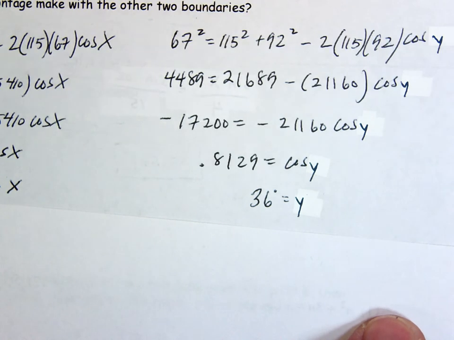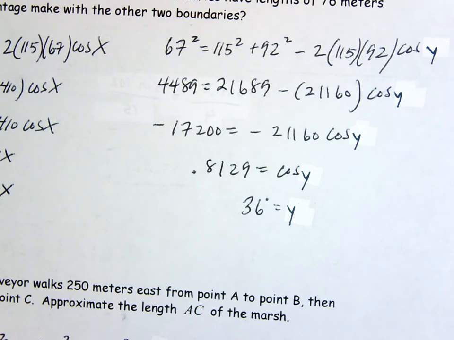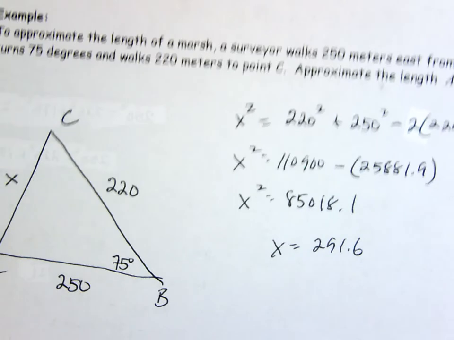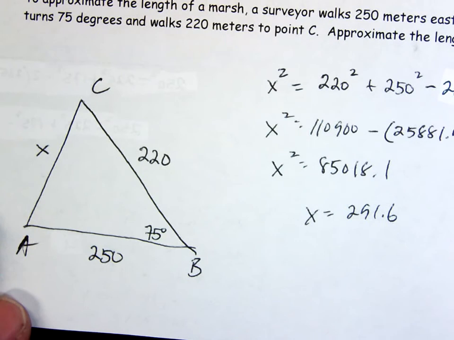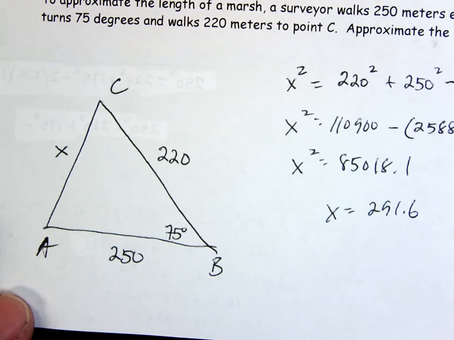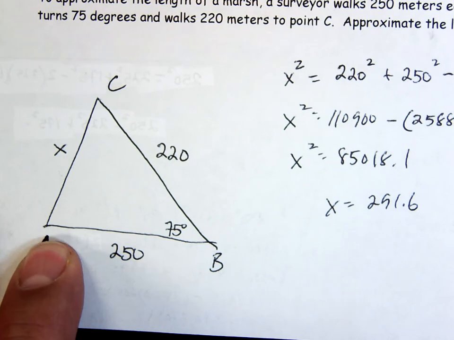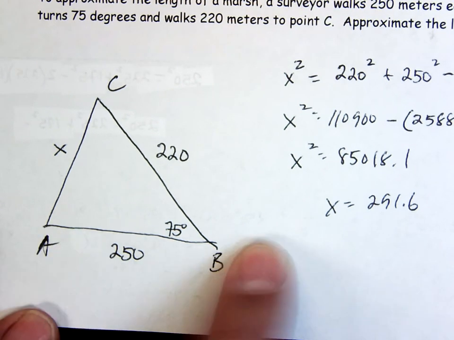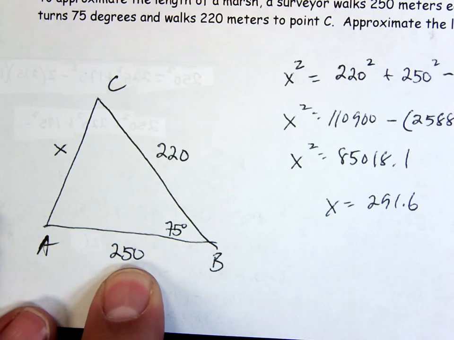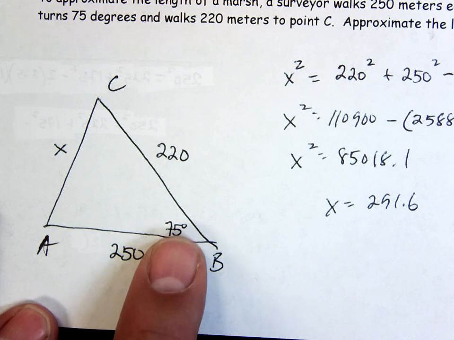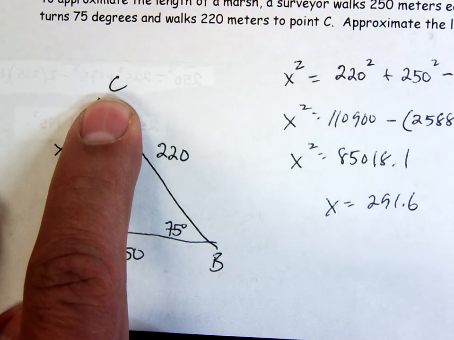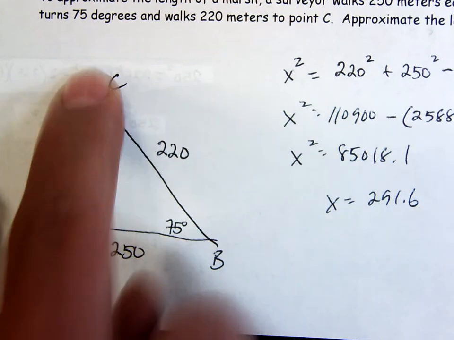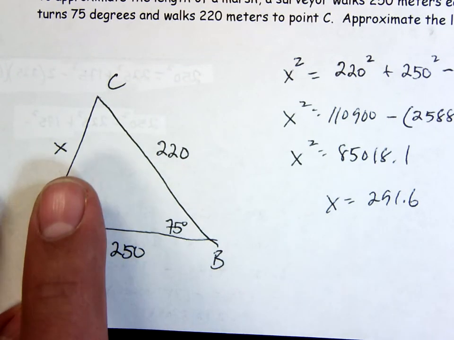Alright, the last one. To approximate the length of a marsh, a surveyor walks 250 meters east from point A to point B. So he walks from A to B and he goes 250 meters. Then he turns 75 degrees and walks 220 meters towards point C. So there's my triangle, A, B, C, and I want to figure out how far it is from A to C.